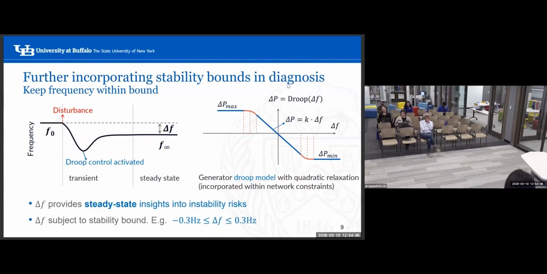So if that deviation is very large, that means the system cannot be restabilized back to a very good state. And from a decision-making perspective, if we can take action to make this deviation small, then that will help stabilize the system. So that's our high-level idea. Let's integrate this droop control modeling in our network constraints and also enforce some bounds on the frequency deviation.